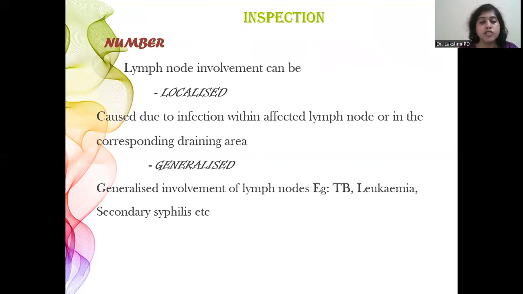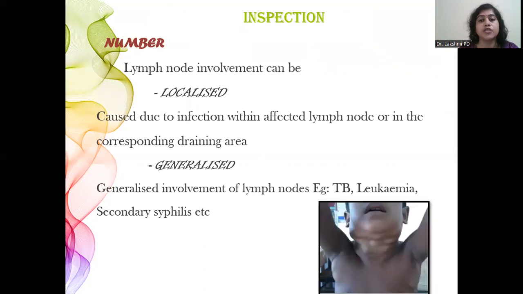Okay, it happens usually more in systemic conditions like your TB, your leukemia, or secondary syphilis. Like you can see in this picture where the patient has got submental, submandibular, even the axillary lymph nodes all visibly enlarged. Basically, they are all palpable. So this all shows there is some sort of a systemic underlying disease.